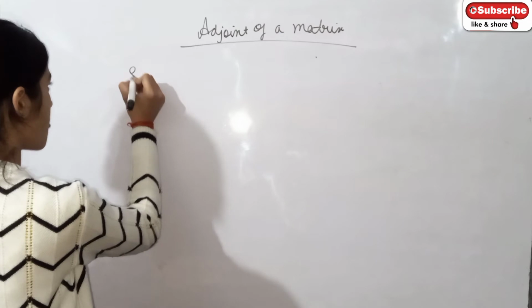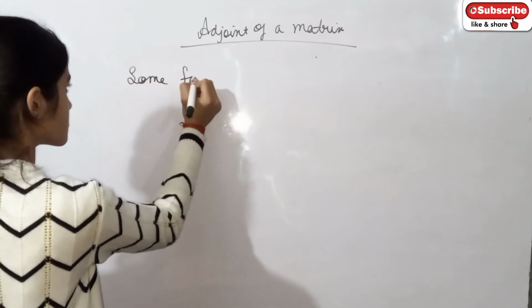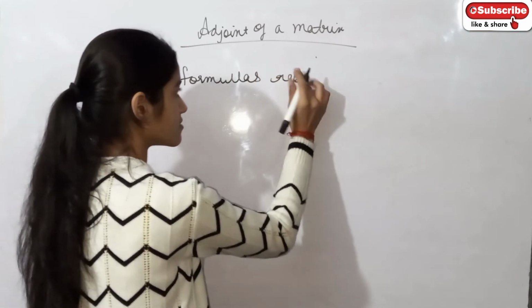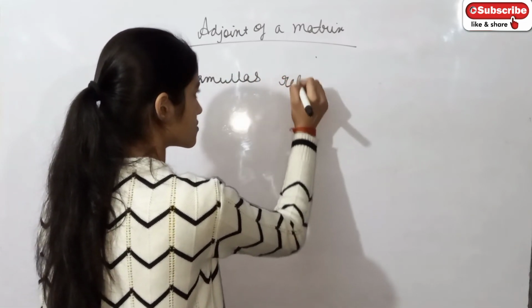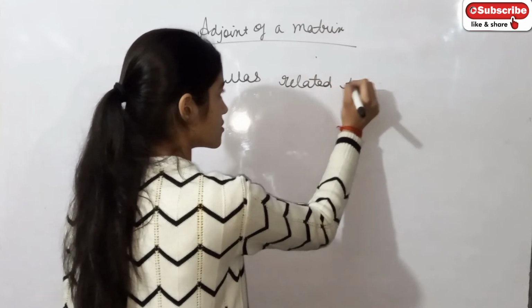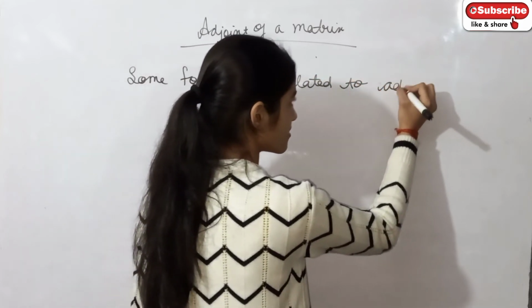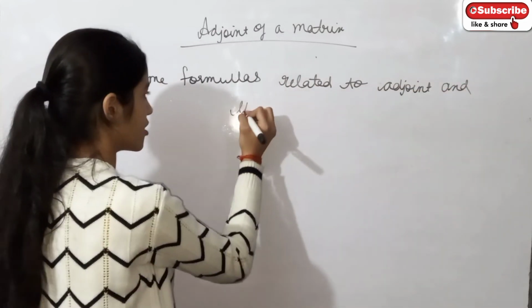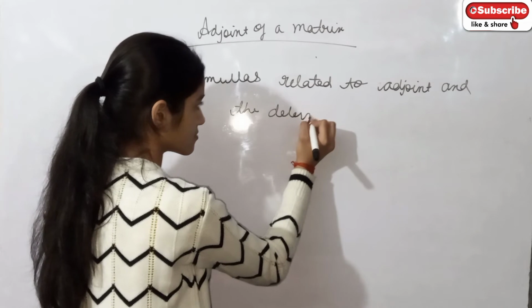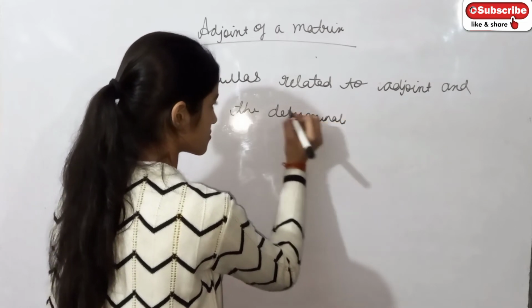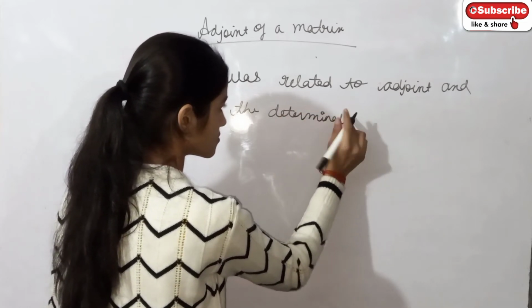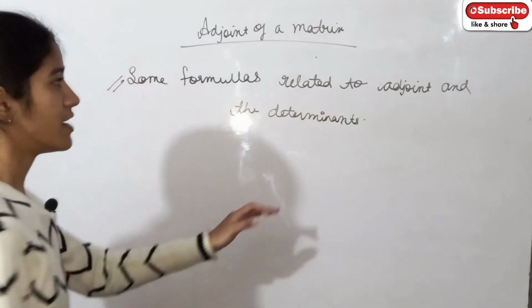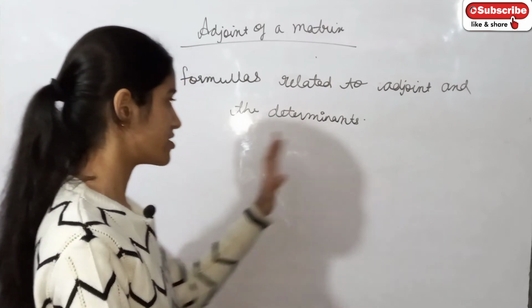Now there are some formulas related to adjoint and the determinants. There are some formulas related to adjoint and determinants of a matrix.